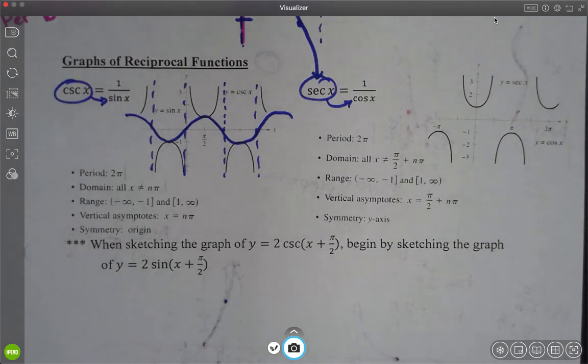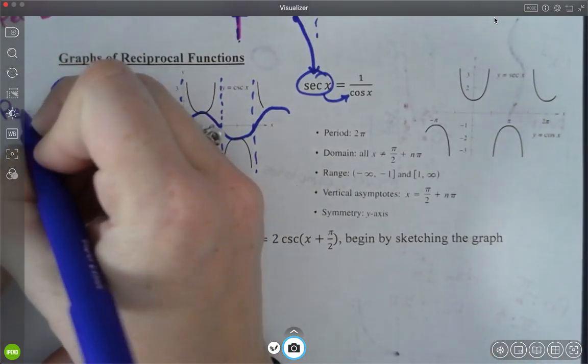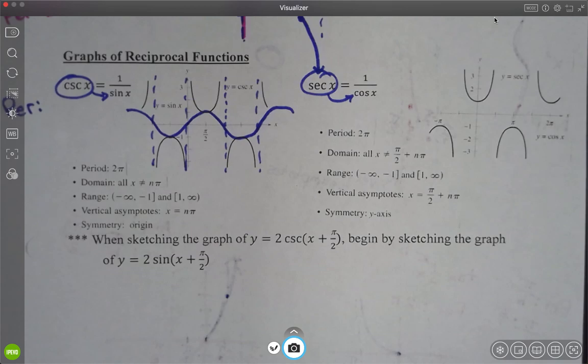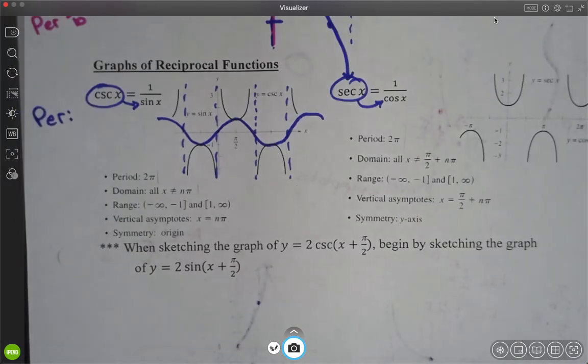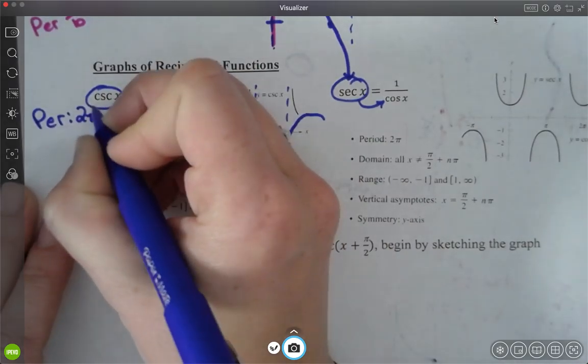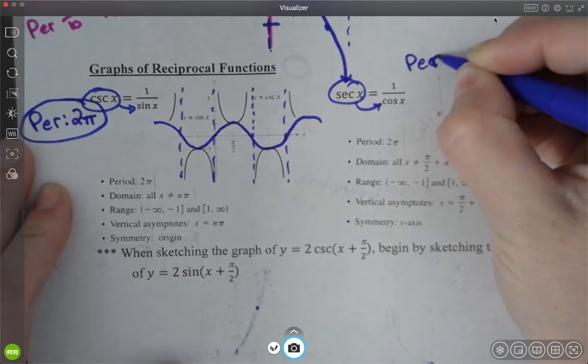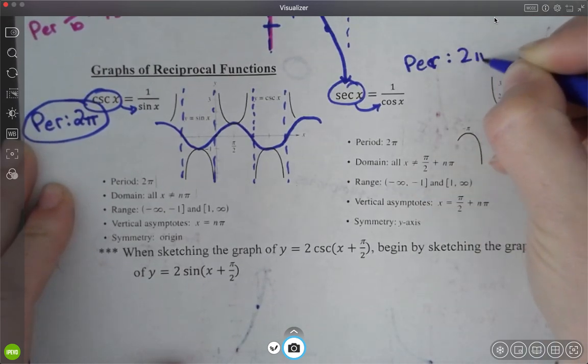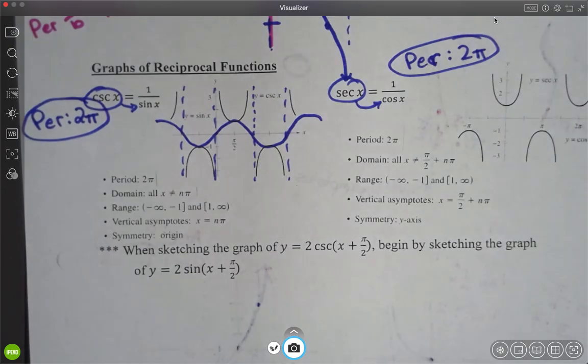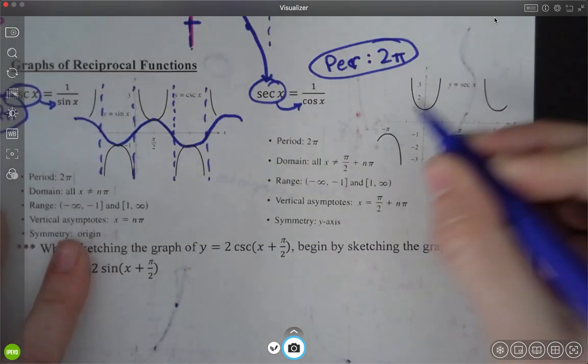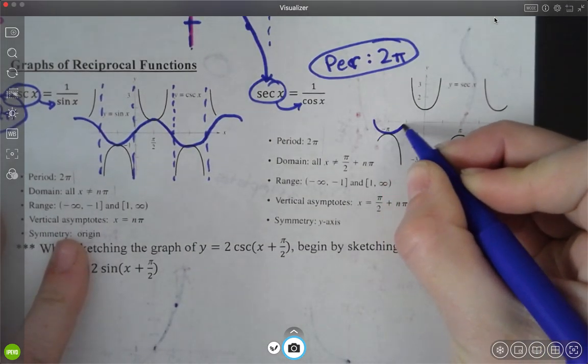So, the same rules apply. What's the period for cosecant? What's the period for sine? 2 pi. So the period for cosecant is 2 pi. What's the period for secant going to be? 2 pi, because the period for cosine is 2 pi. So when you do your period, it's 2 pi over b instead of pi over b, which is only tangent and cotangent. All right, so cosine looks like this.